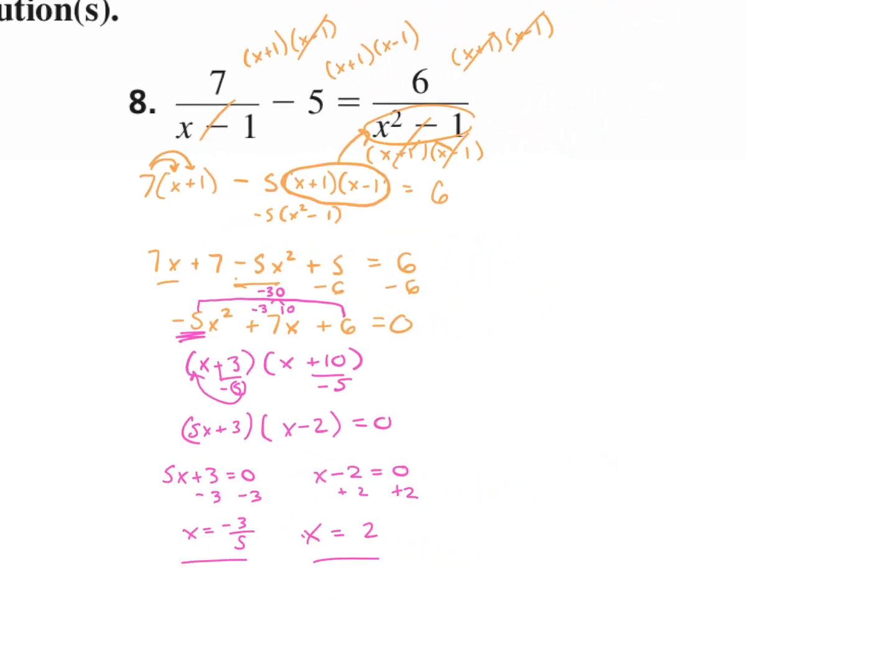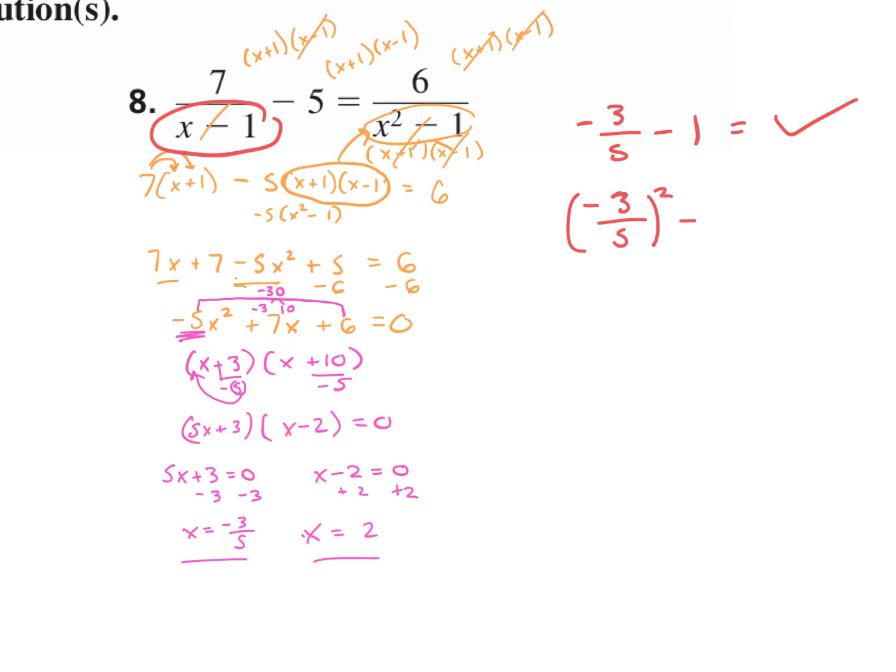We have to check for extraneous solutions. So we can plug them into all of our denominators. So we plug it into x minus 1. So if we have negative 3/5 minus 1, not 0, so we're good. If we have negative 3/5 squared minus 1, again, not 0, so we're good. And then 2 minus 1 is 1, so we're good. And 2 squared minus 1 is 3, so we're good. So these both work as answers.